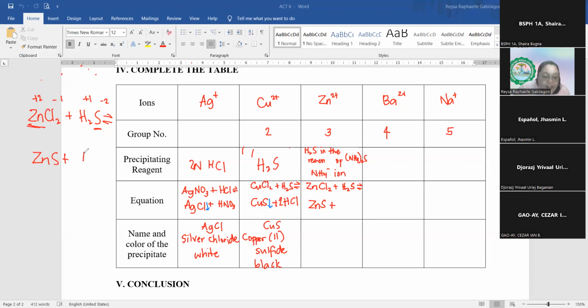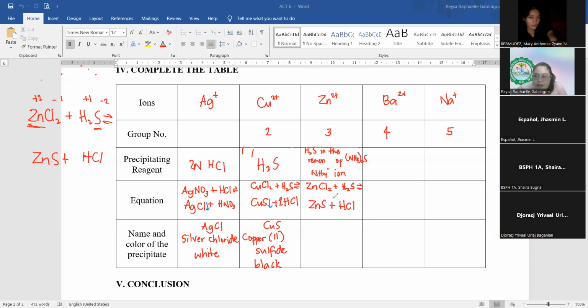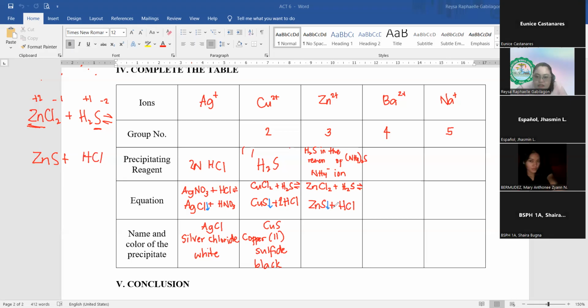That is correct, ma'am. In my case, I used the hydrogen sulfide, so the remaining product here is HCl. Okay, very good. It's still HCl. So, either of the two: if you use the ammonium sulfide, your answer there is NH4Cl. Okay? So, what is our precipitate here? Yes, Aya? Zinc sulfide po. Okay, this is zinc sulfide.